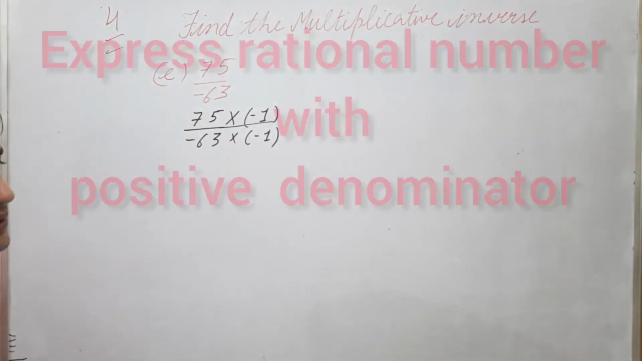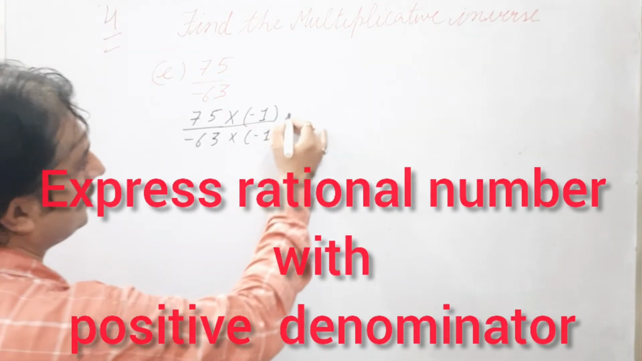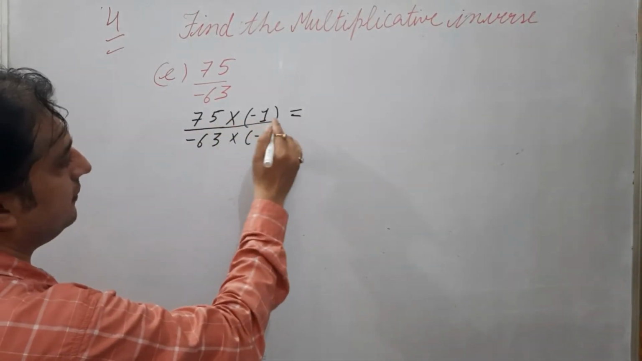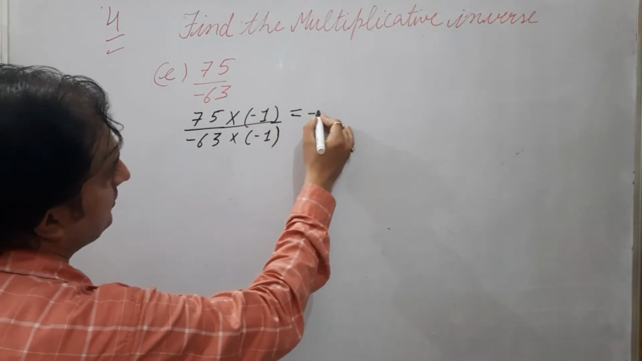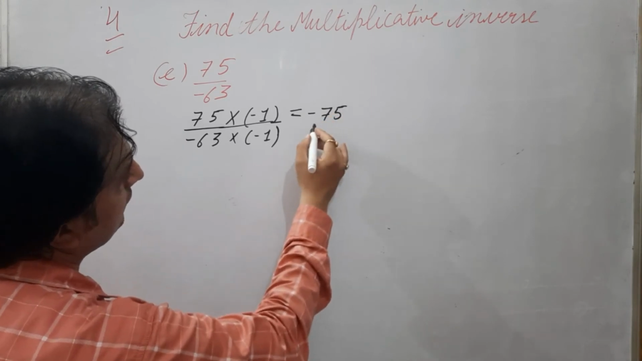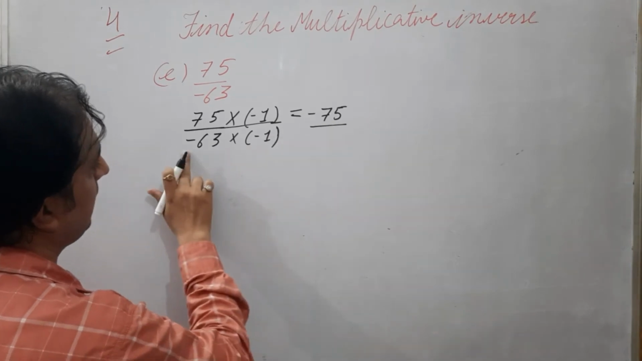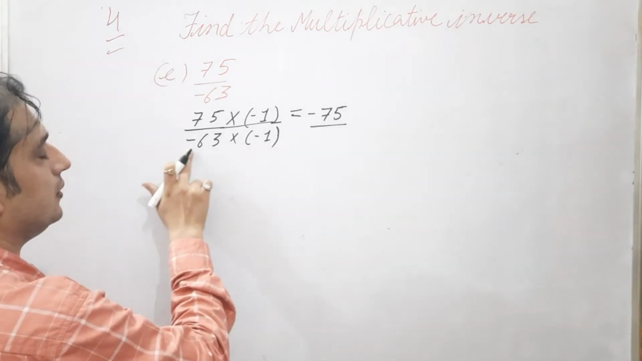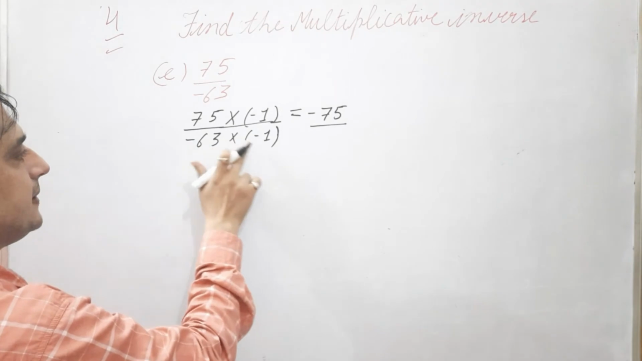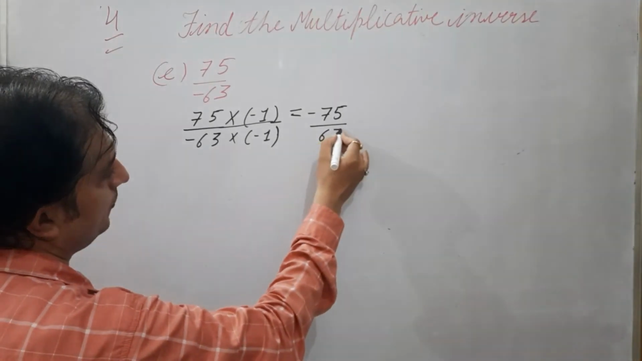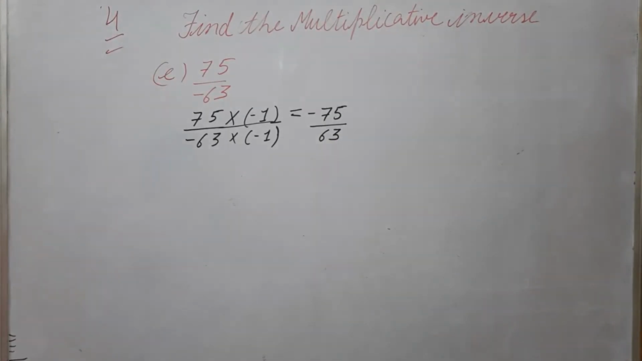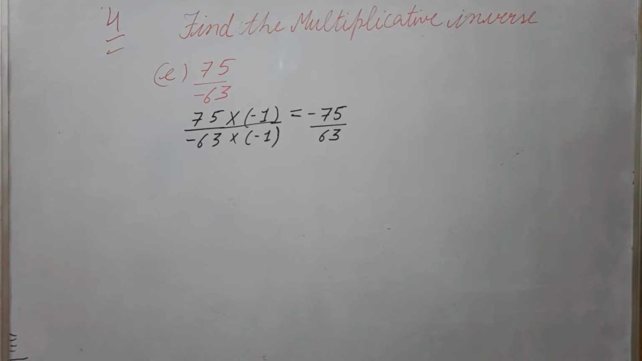Firstly, express the rational number with a positive denominator. So what is 75 multiplied by minus 1? That is minus 75 upon 63 multiplied by minus 1, minus 63 multiplied by minus 1. Firstly take the product, then minus minus is plus. The product of two numbers with the same sign is positive.